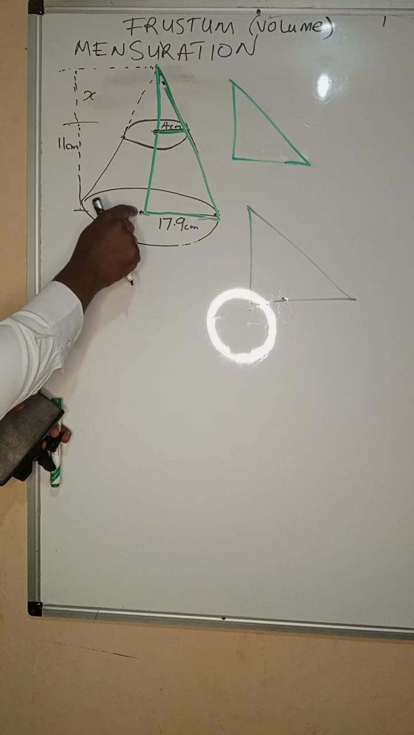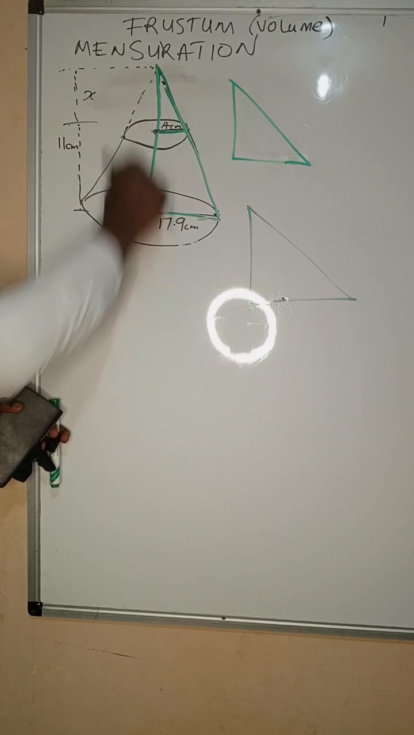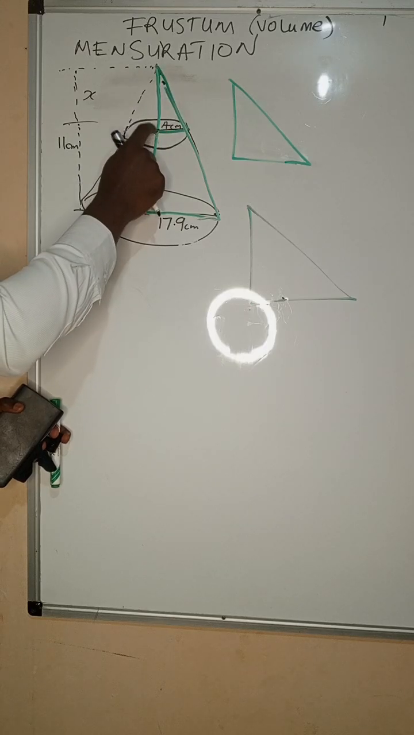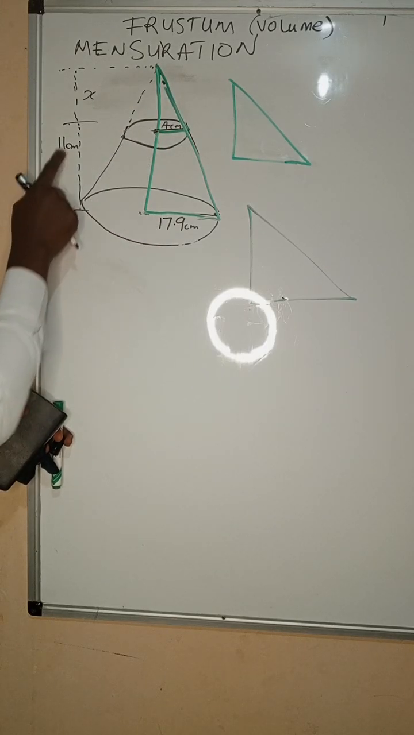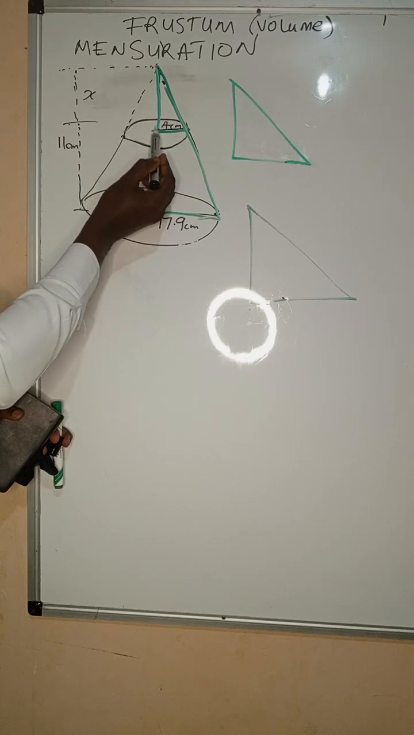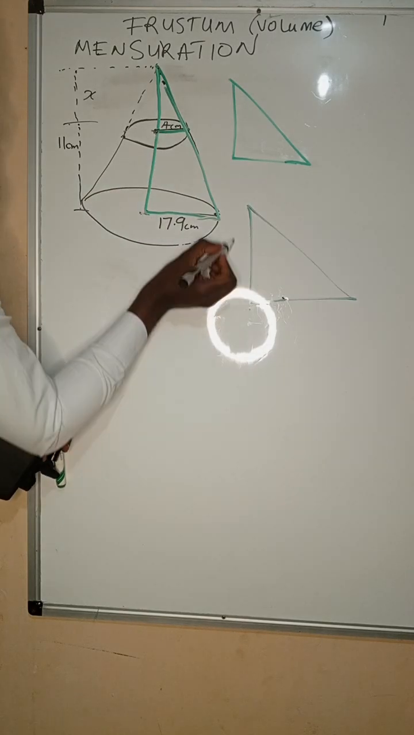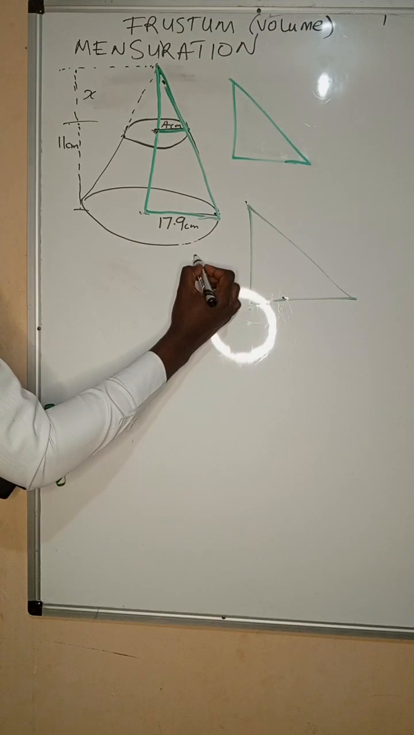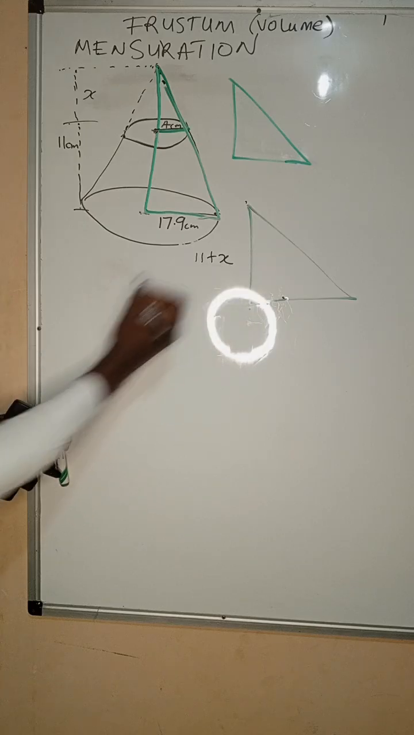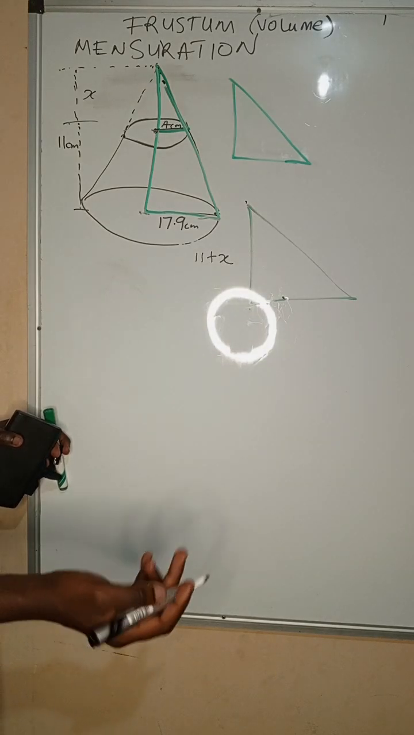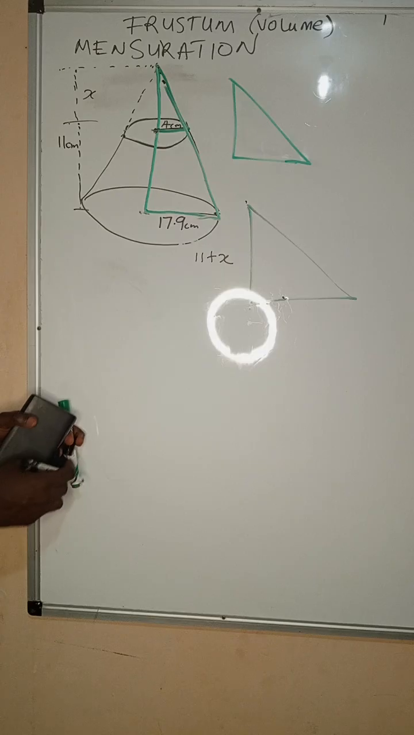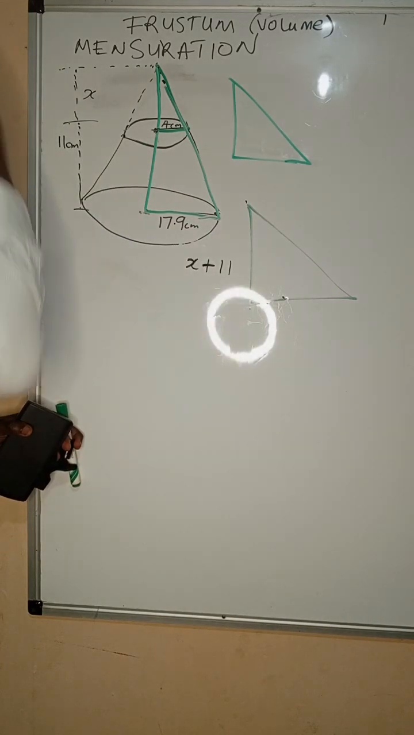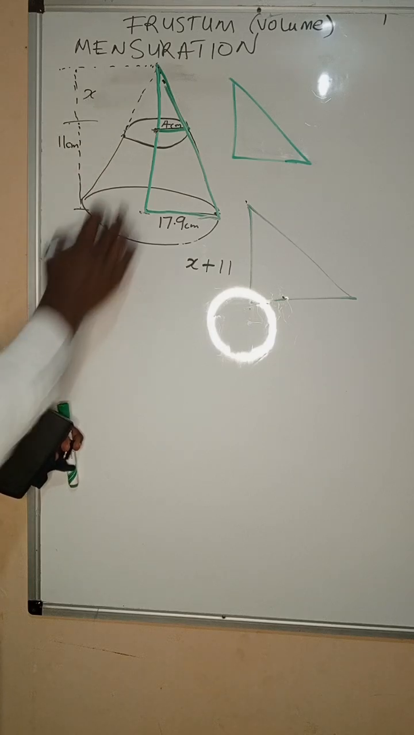So it means the total height of this larger triangle, from here to here, it's 11 plus x. From here to here, it's x. Here to here, 11. So this one is the larger triangle, the distance from here to here is 11 plus x, or x plus 11, the same thing. Okay? Let's say x plus 11. I'll start with x on top. X plus 11. Okay?